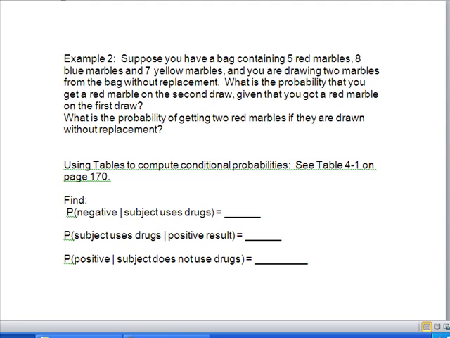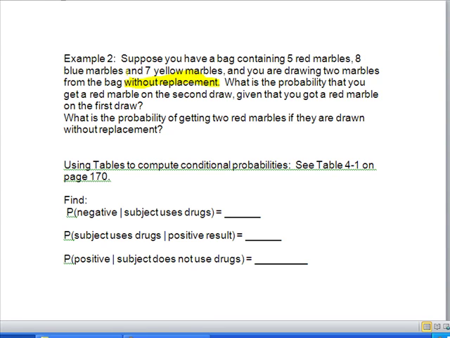All right, let's take a look at example 2. Suppose you have a bag containing 5 red marbles, 8 blue marbles, and 7 yellow marbles, and you're drawing 2 marbles from the bag, again without replacement. Again, keyword: without replacement.